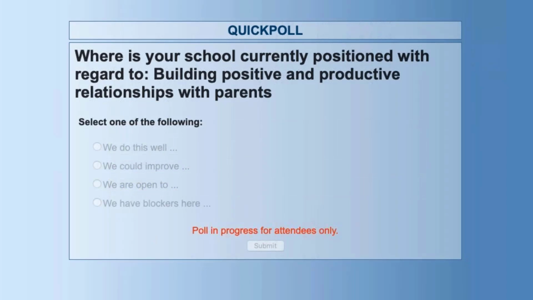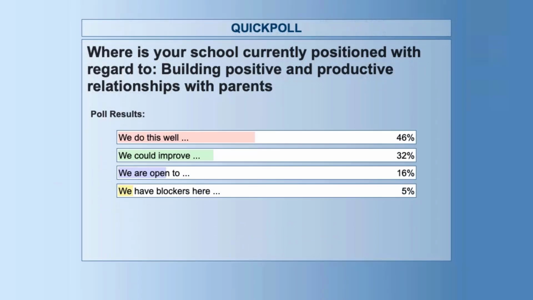We'll go to the last one, which is for this instance, how are you positioned with your parents and conversations with and building positive and productive relationships with parents? What's your initial thought? Okay, so when we're talking about engaging with parents, we're talking about engaging with parents in a positive and productive way in relation to gifted education.